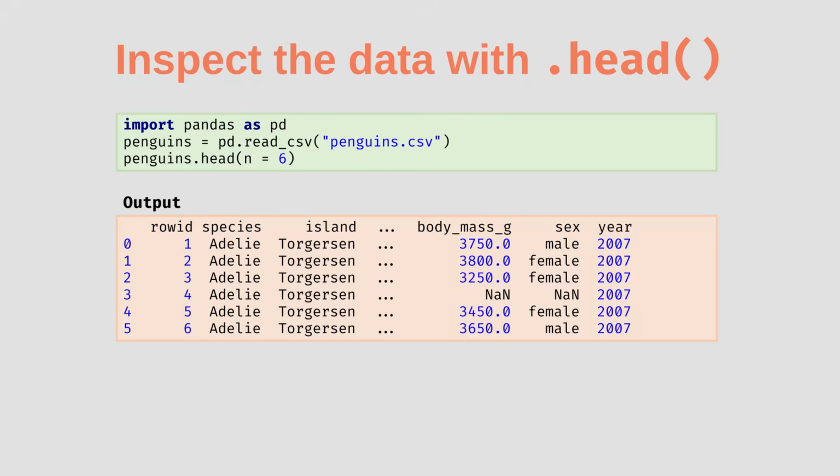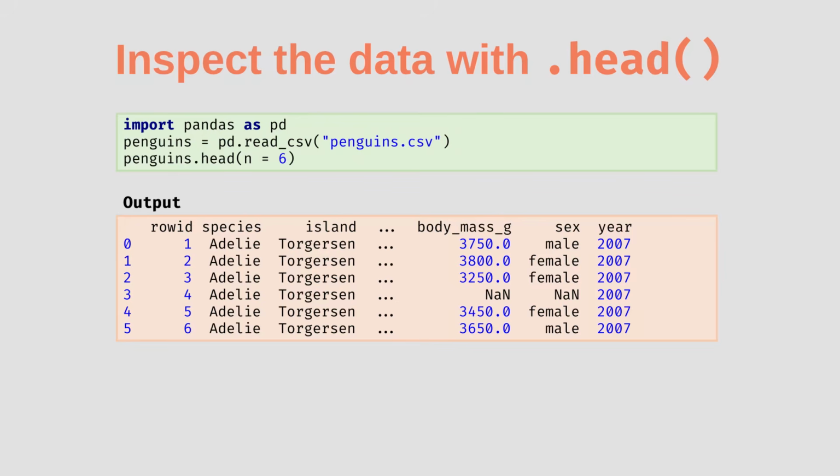Now that we have the data file, we should first import pandas as pd. Since the dataset is a CSV file, we will use the read_csv function to read it into a data frame, which we will call penguins. Once the data is loaded, we'll use the head function to take a quick look at the first few rows.